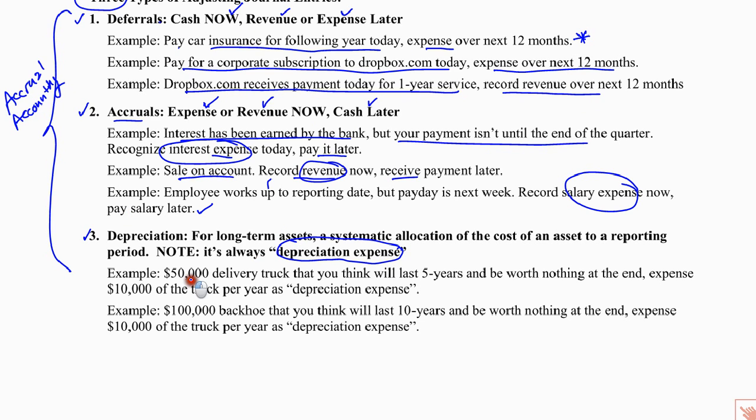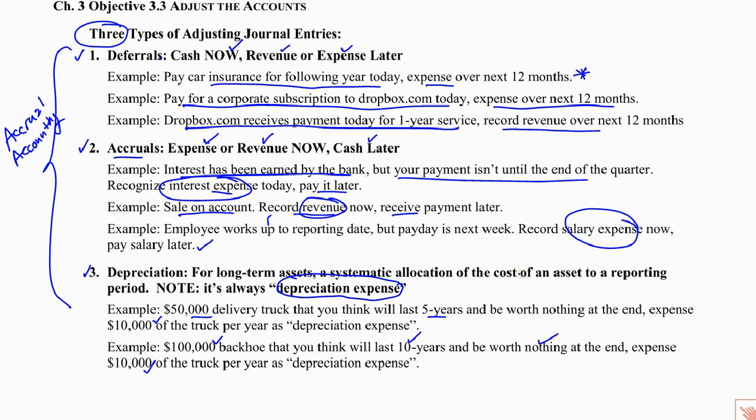Okay, and the final one here for the depreciation. You have a $50,000 delivery truck. You think it's going to last 5 years, not be worth anything at the end. You'll say, 5 years, we'll take $10,000 as depreciation expense each year. You have a $100,000 backhoe. You think it will last 10 years, be worth nothing at the end. We'll take 1/10 of that a year, or $10,000 as depreciation expense. So those are the three types of adjusting journal entries: deferrals, accruals, and depreciation. And we're going to get into actually writing some entries in the next video.